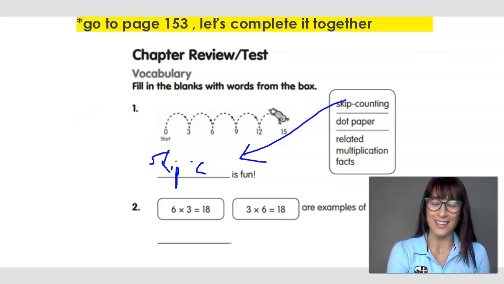Okay, now let's look at the next, number 2 exercise. 6 multiplied by 3 equals 18. 3 multiplied by 6 equals 18. These are examples of, I know the answer, related multiplication facts.